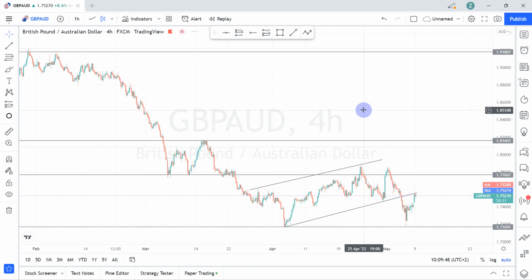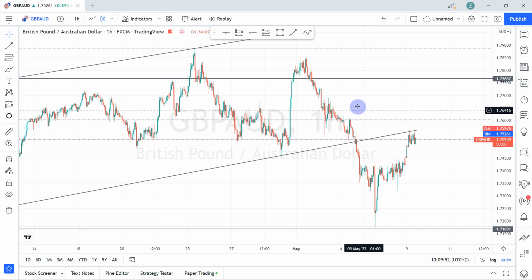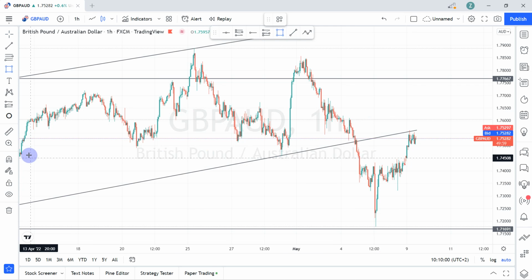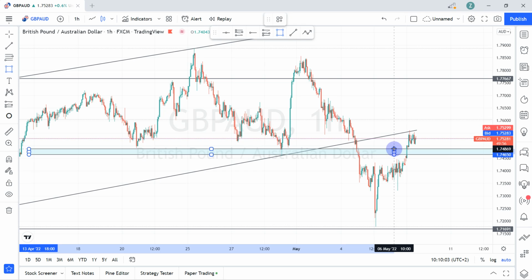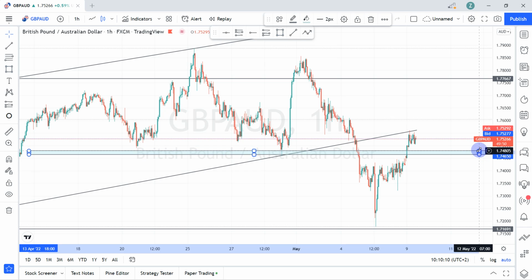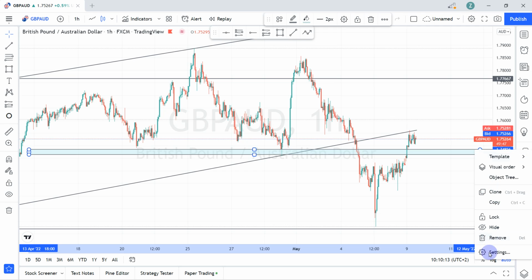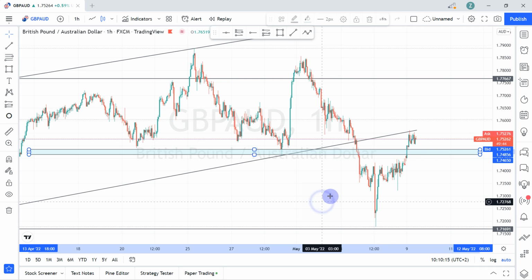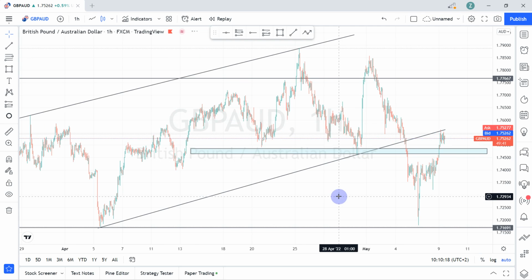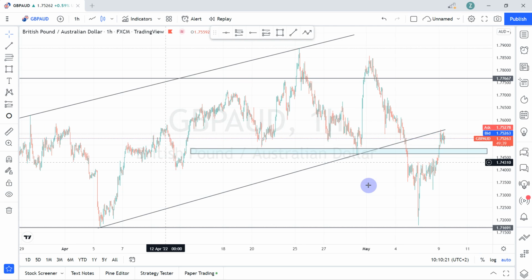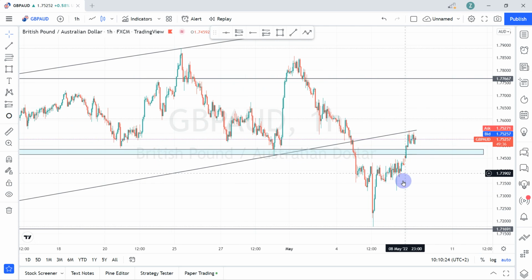So moving on to the hourly time frame, you would see that okay, yes, the market has came back to retest, right? And I also want to cater for a zone here. This is the zone that I want to cater for, right? So the market came back to retest, and we're seeing a small double top here, as you can see.